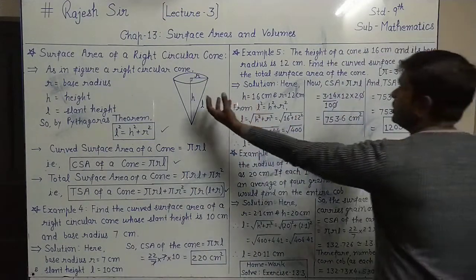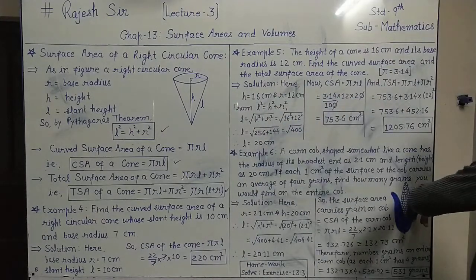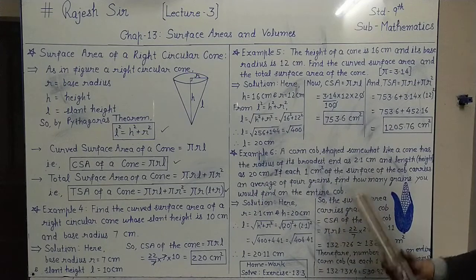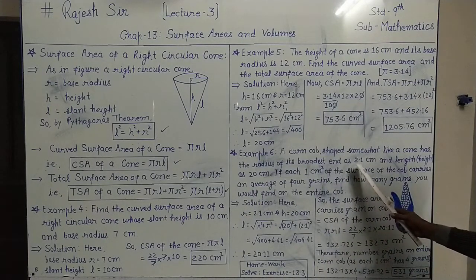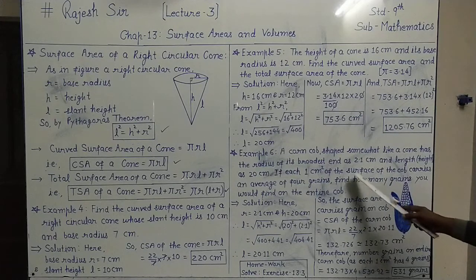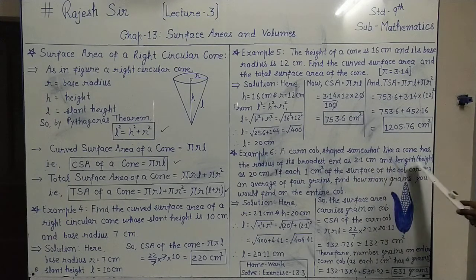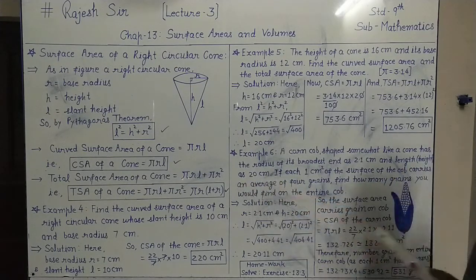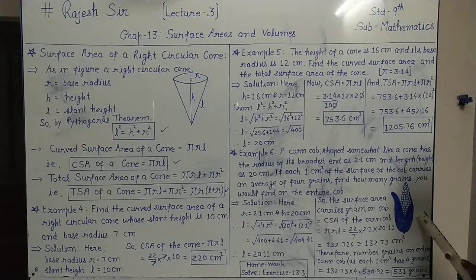This is the cone, if it is inverted like the cone, so its broadest end, that is the circular part, its radius is r, 2.1 centimeter. So r equals the base radius, 2.1 centimeter. And its length, we consider as the height, is also given as 20 centimeter. Height is given 20 centimeter.